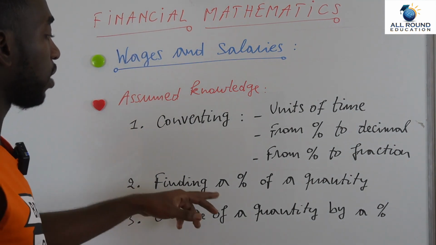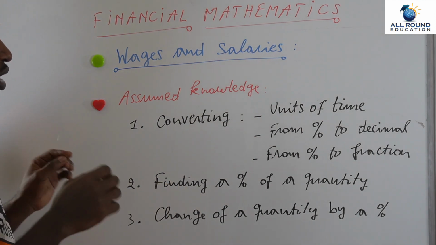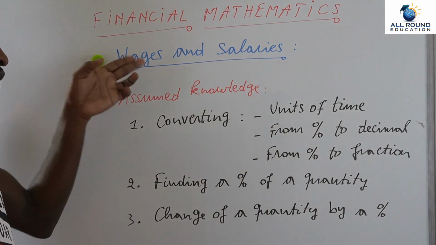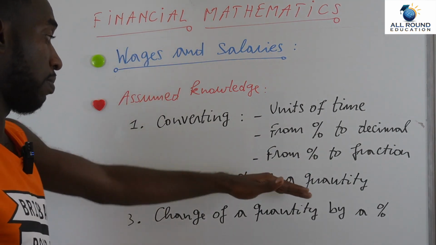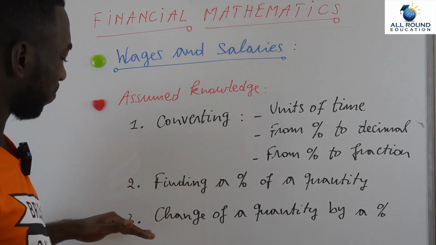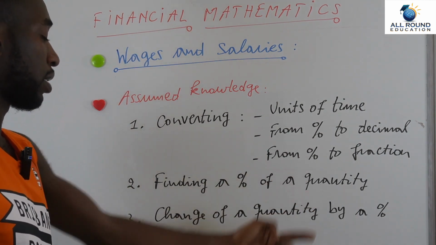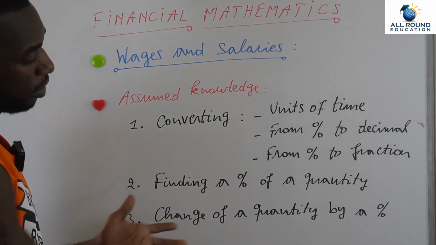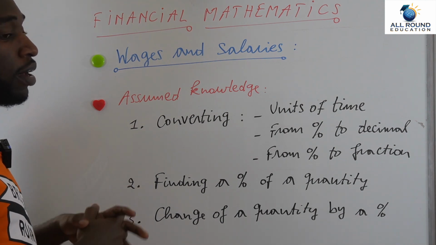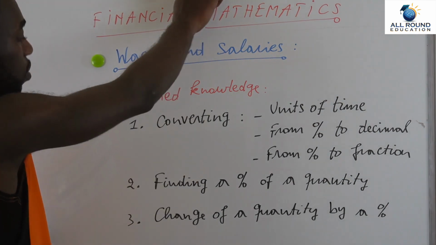The next thing is finding a percentage of a quantity. Quantity here is basically money, because we are talking about financial mathematics. How do you find a percentage of a particular amount of money? And the third thing is change of quantity by percentage. These topics might sound familiar, but let's look at a few examples, and that way everything should be clear. So let's get started by looking at a few examples.